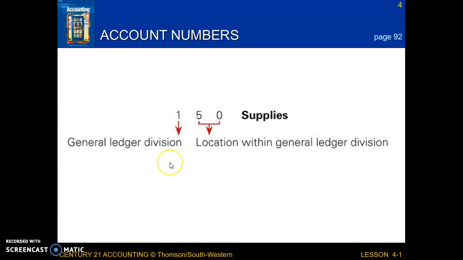So this page right here talks about general ledger division. I'm not going to go over this super in depth, but as you can see, basically it just means how you space out your numbers.